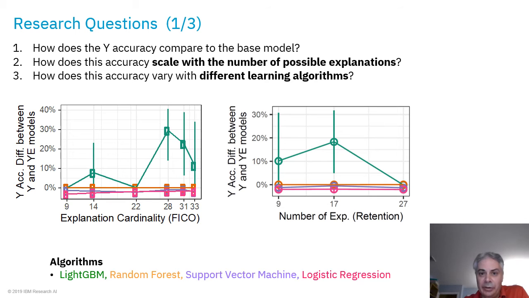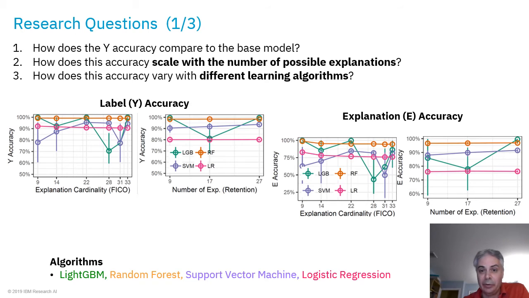These graphs show the difference in Y accuracy between TED-C and the base model for 2 different data sets and 4 different algorithms. For all algorithms except for LightGBM, the Y accuracy of TED-C is the same or better, 0 or a negative difference, than the base algorithm. This is true even as we increase the number of explanations and classes to around 30. These charts show how the raw accuracy of both Y and E varies among algorithms and as the number of explanations increase. Here we once again see consistency with all 3 algorithms, except for LGB.